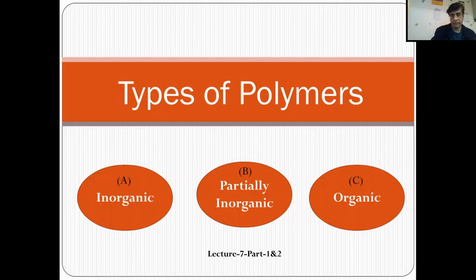So, in this series of a couple of lectures, I will talk about the different types of polymer, which you have. Some of them you have already seen, and some you will see now, and in more detail. So here we have three classes of polymer: inorganic, partially inorganic, and organic polymer. This lecture 7 is composed of two parts, part 1 and part 2. Basically here I'm going to discuss the inorganic and partially inorganic polymer, their synthetic method, and then important modification and uses. And then in the next lecture, part 3, we will talk about the organic polymer.